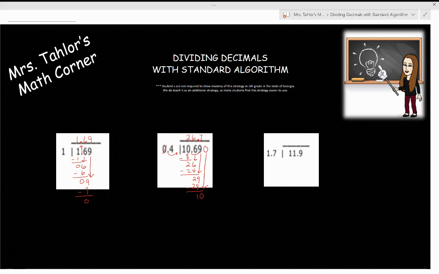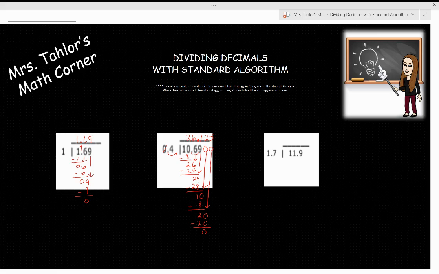I know that 4 times 2 is 8. 10 minus 8 is 2. I can add one more 0 and bring it down again. And I know that 4 times 5 is 20, leaving me with a remainder of 0. And my quotient, or my answer, is 26 and 725 thousandths.